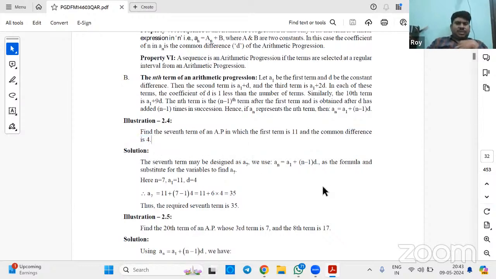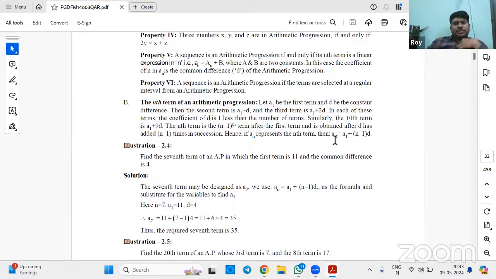If we use this, the nth term will be a1 plus n minus 1 into d. This is the nth term of the progression, which we already defined. If I know at least the common difference and the first value, 11, I can apply this formula immediately: an is equal to a1 plus n minus 1 into d.